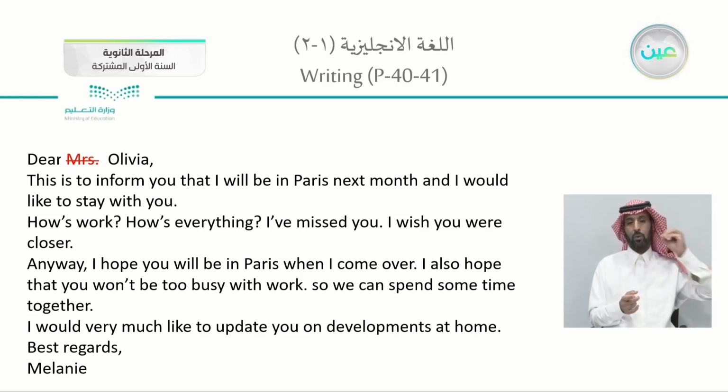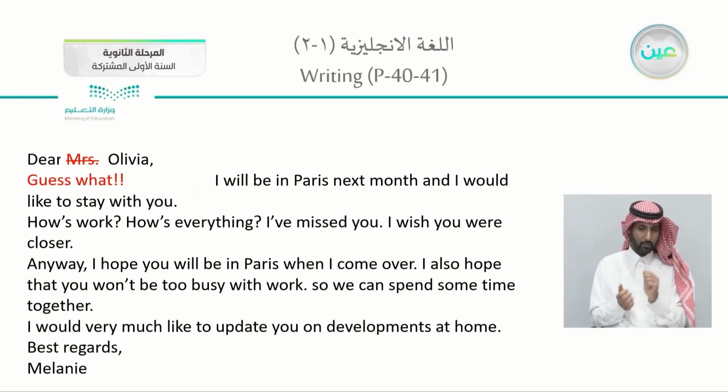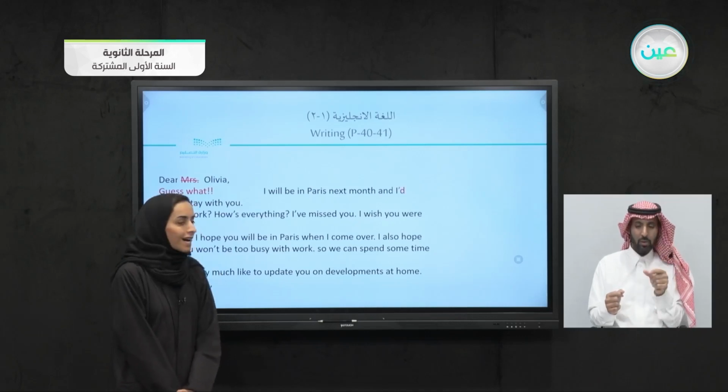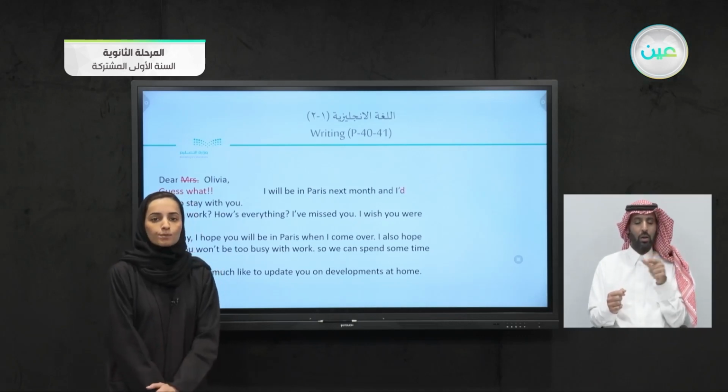This is to inform you that I will be in Paris next month and I would like to stay with you. Something wrong in here? It should be, this is to inform you. This is much more like formal to a teacher or to a business contact. So we can say here, guess what? I will be in Paris next month and I would like. How can we change I would like into I'd like, shorter.